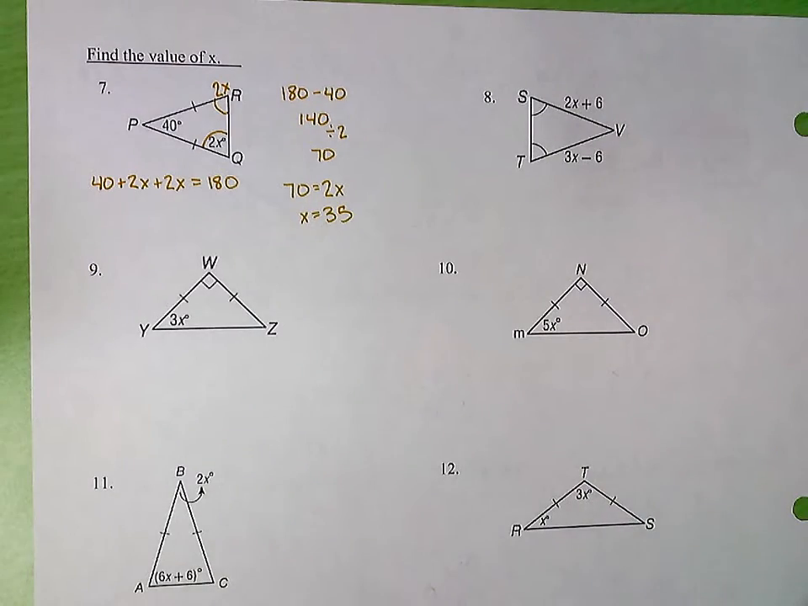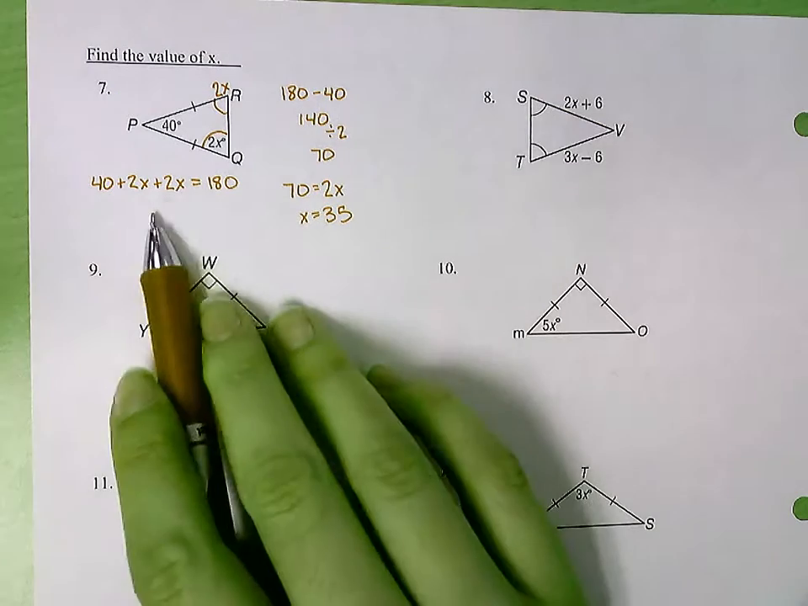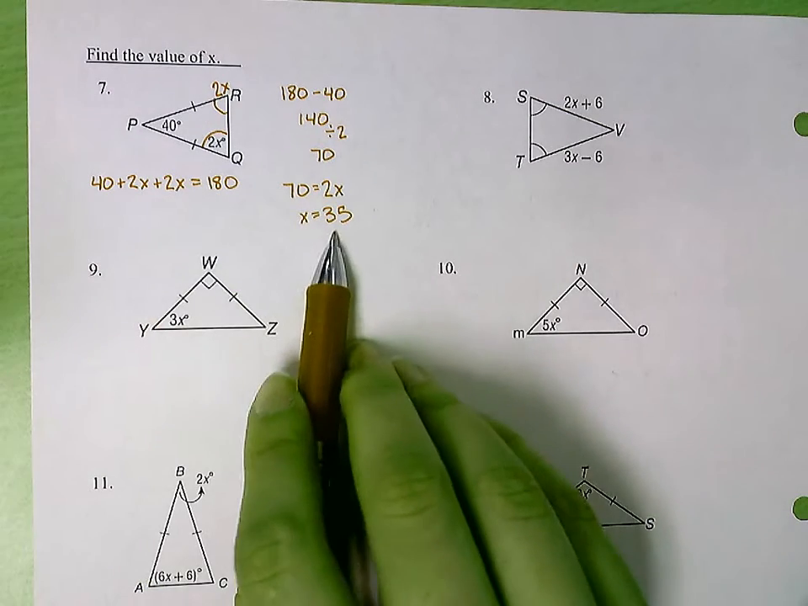Yes? Is it easier just to combine the two x's together in the first place to make it equal? Yeah, you can do that. So you can do it this way or this way.